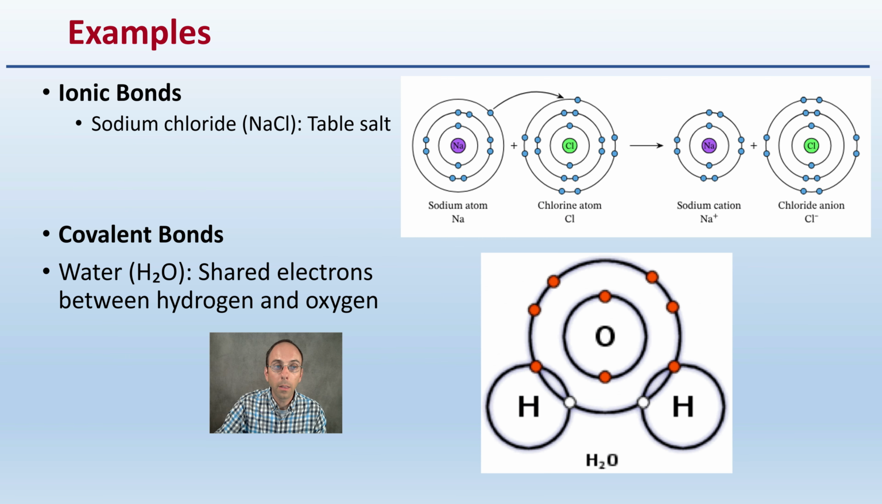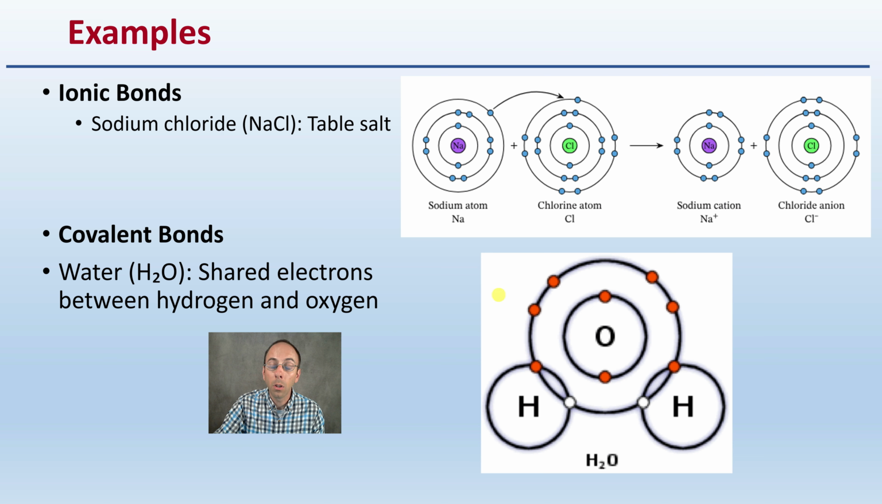Lastly, a couple of examples. An ionic bond example would be sodium chloride, or table salt, where we see the transfer of an electron forming a cation, a positive sodium ion, and an anion, a negative chloride ion, being brought together. A covalent bond example would be water, which shares electrons between hydrogen and oxygen.